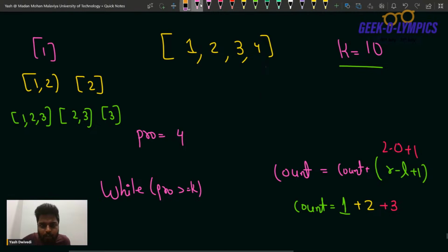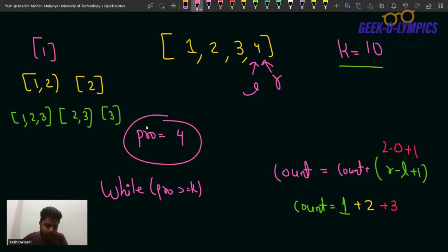So in that case, what will happen? My R is somewhere here, and my L is here, and my product is nothing but 4. In this particular case, my product has become under control. So the while loop will terminate whenever this happens. And I can also say that L should be lesser than N. I should always keep a check.